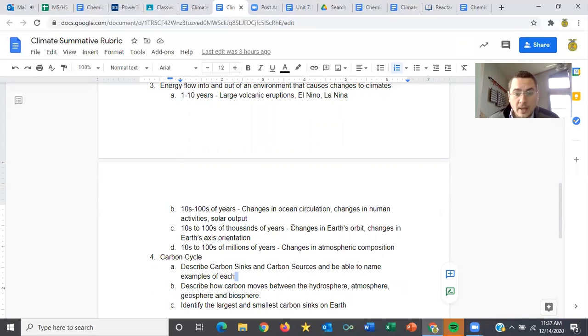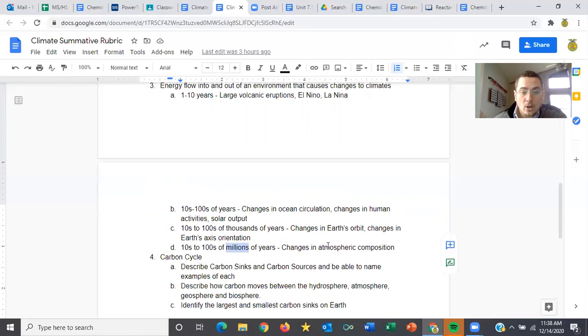Tens to hundreds of thousands of years. Now we're talking about thousands of years. We're talking about things like changes in the Earth's orbit, if that were to change due to gravitational shifts of any kind. And we could also be talking about changes in the Earth's axis orientation. If we were to tilt either more or less, then obviously that's going to affect our climate. But those things obviously take a very long time.